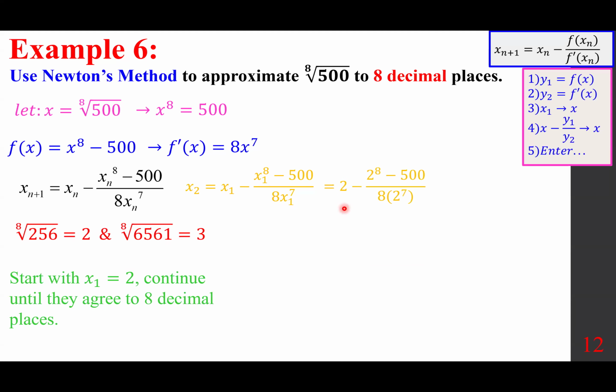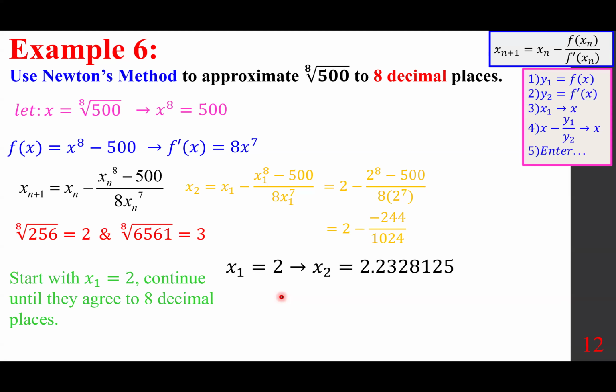So you get 2 minus 2 to the power of 8 minus 500 over 8 times 2 to the power of 7. See, you show work step by step. You get 2 minus negative 244 over 1024. And you get this number. So when x sub 1 is 2, x sub 2 becomes 2.2328125. Now, you have shown how you go from here to your function, f prime of x sub 1 and x sub 2. You can repeat that, or you can use just a programming calculator.